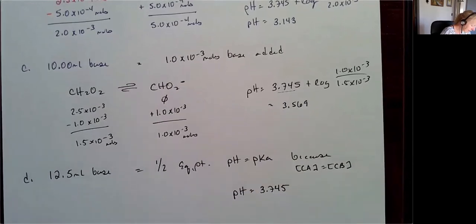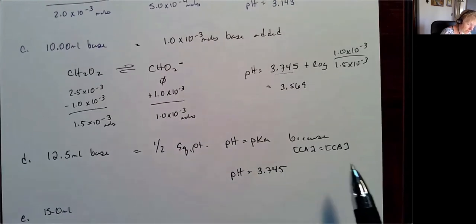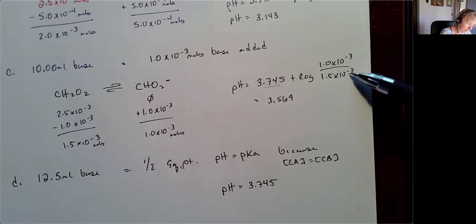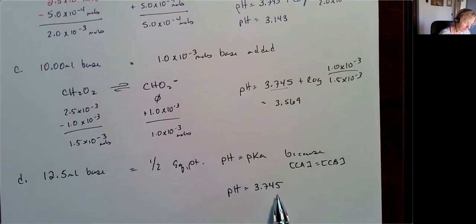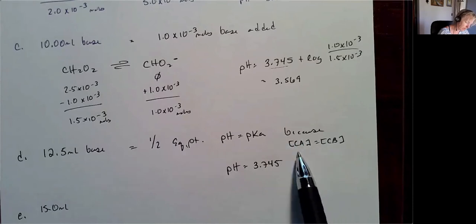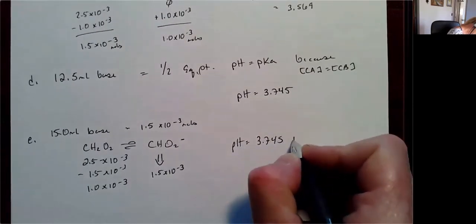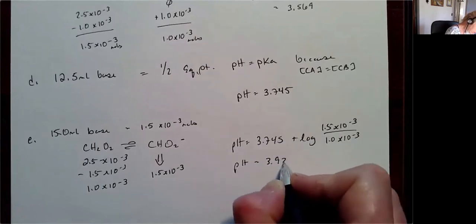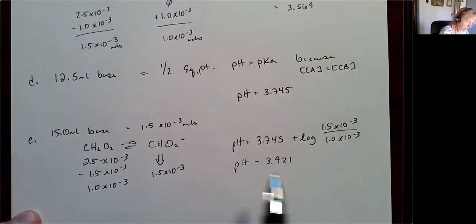E, I was looking at 15 milliliters. So at 15 milliliters, I'm going to have a scenario where I have more base than acid. Here they're equal. Here I still had more acid than base. Here I definitely had more acid than base. So here I'm going past the half equivalence point. Now I'm starting to have more conjugate base than conjugate acid. And my pH is 3.745 plus the log, and this is going to give me a pH of 3.921. So you can see that my pH is going up. I'm close to the equivalence point.